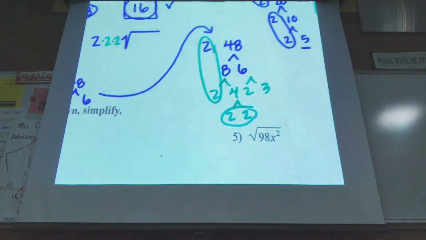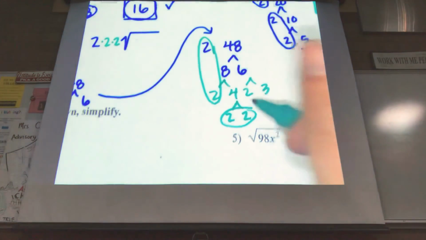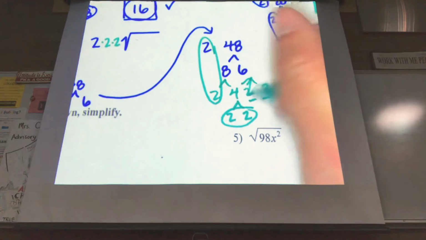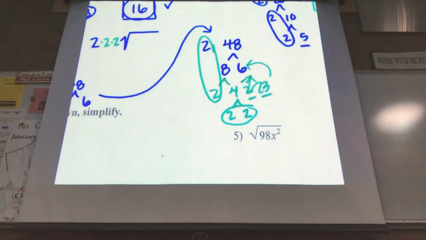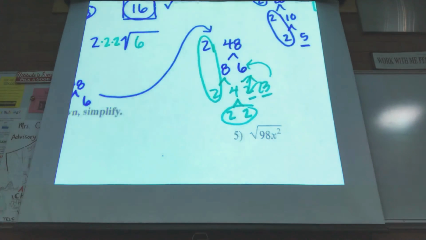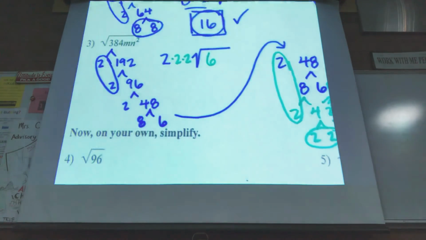And what I have left is this 2 and this 3. Okay, they cannot be simplified. They're both prime, and they cannot be paired up to leave. Okay, so what they turn back into is this 6. So a 6 actually stays inside my radical. So that was a lot of breaking down for a big number. That's okay. Okay, so now let's talk about our variables.